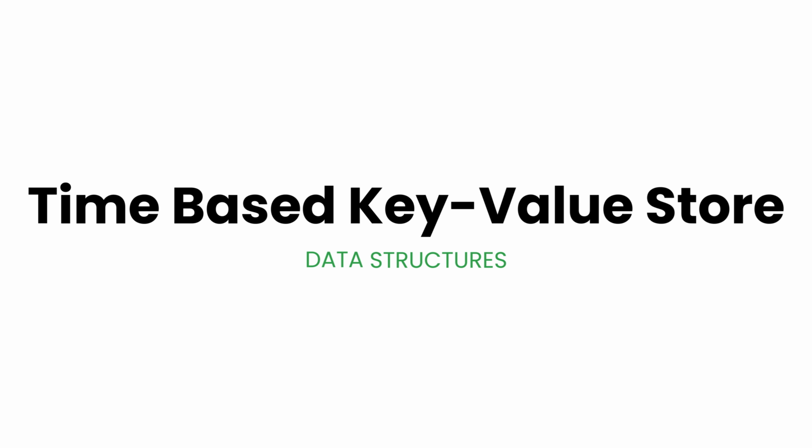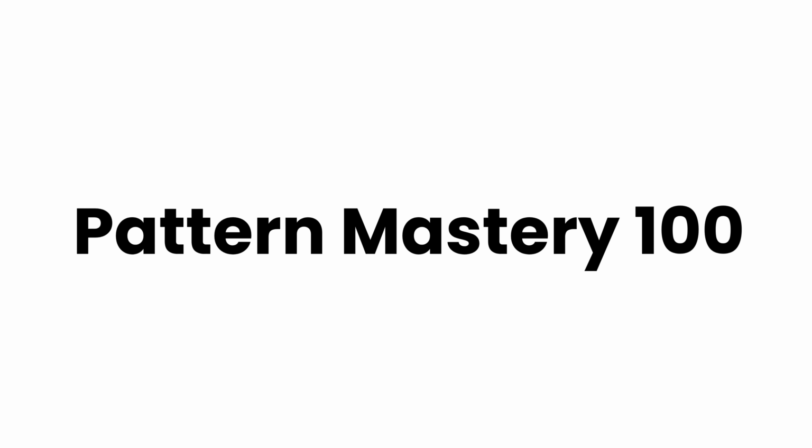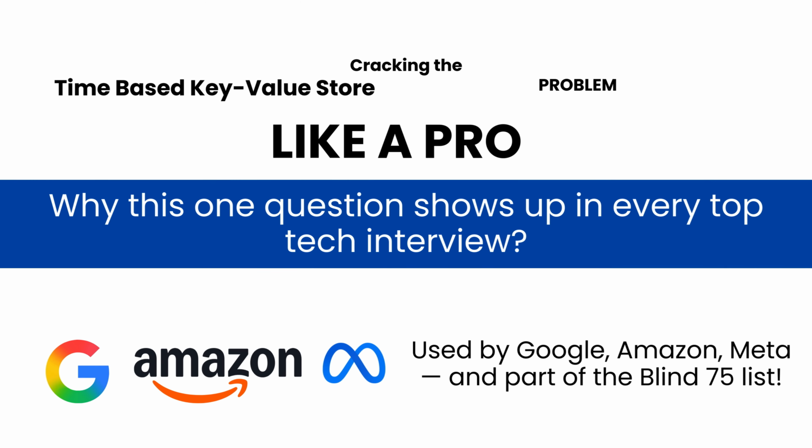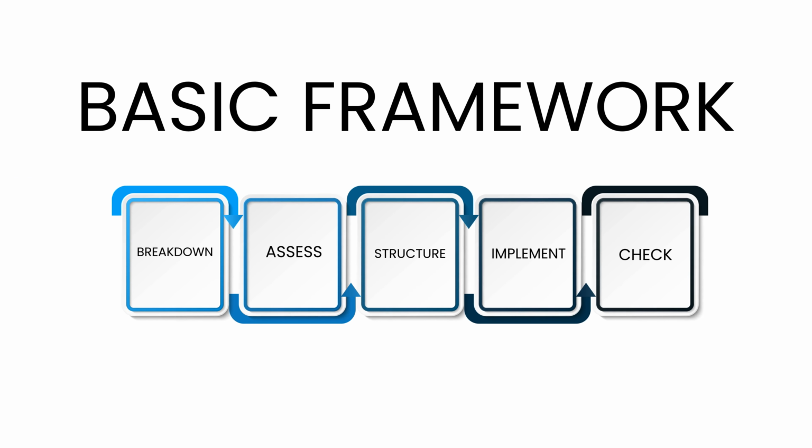Time travel debugging, but for keys. Time-based key value store is a Pattern Mastery 100 favorite because it blends hash maps with binary search. It's asked at Meta and Amazon to see if you can store version data and pull the value as of a timestamp, fast. Today we'll lock it down with basic and produce clean O(log n) lookups.